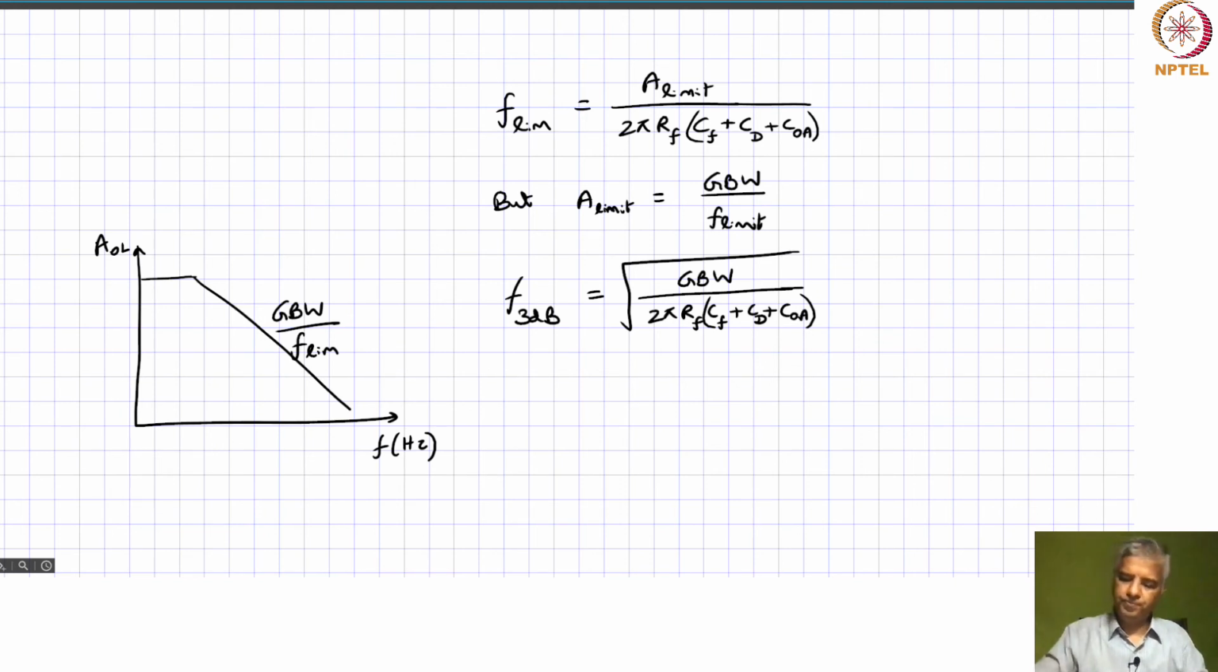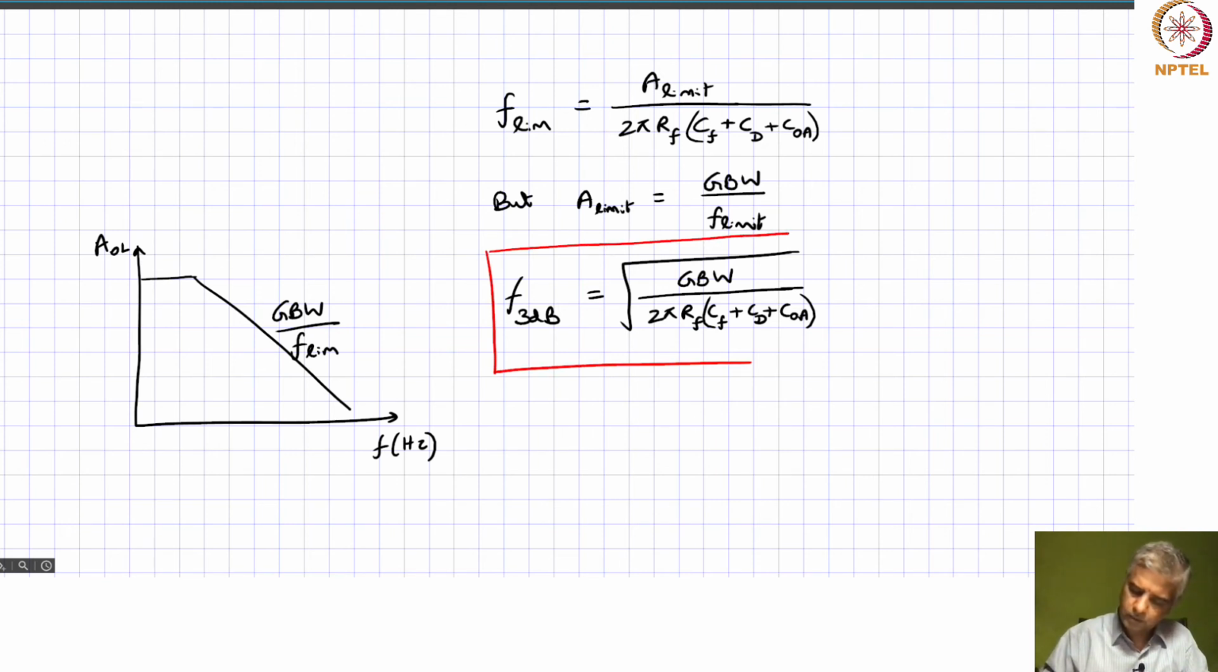So effectively your 3 dB bandwidth is going to be limited by the gain bandwidth of your op amp, and of course you also have a limitation with respect to RF and CF, CD.